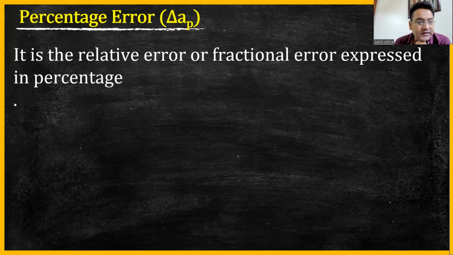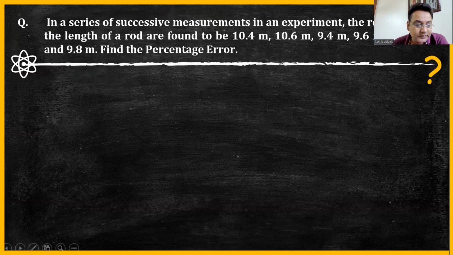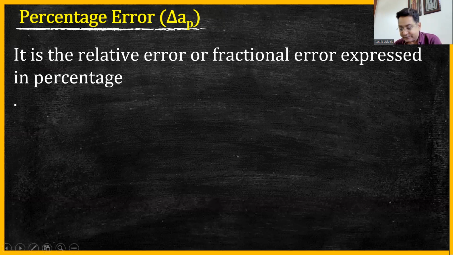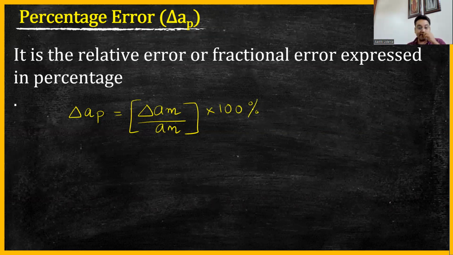Yes, sir. The next thing is percentage error, and this is nothing but the same relative error expressed in percentage. So how can I write this? I will just write delta A in percentage will be equal to delta AM divided by AM, and it has to be converted into percentage, into 100%. Do we understand this? Yes, sir. Have you noted this down?